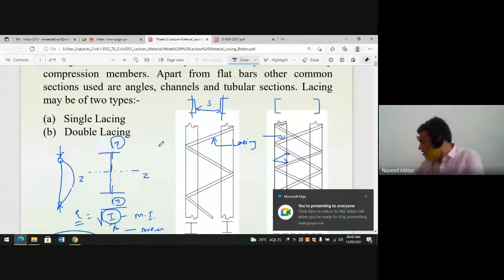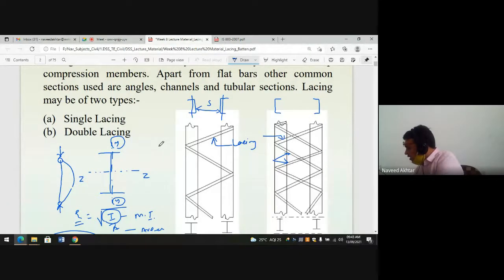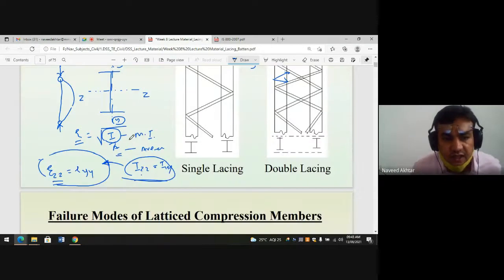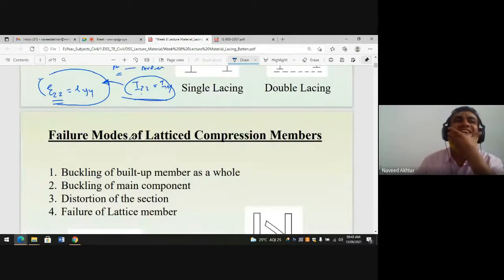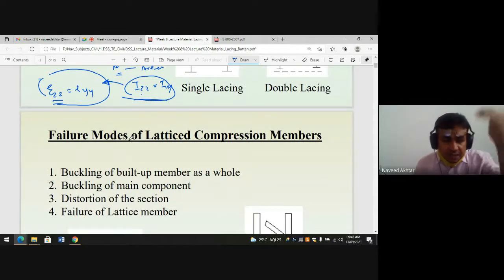So the main purpose is that I want Izz equal to Iyy, such that you have to make the section accordingly. That is the main purpose of the built-up section. It may be the battening system, it may be the lacing system, or it may be the combined system.